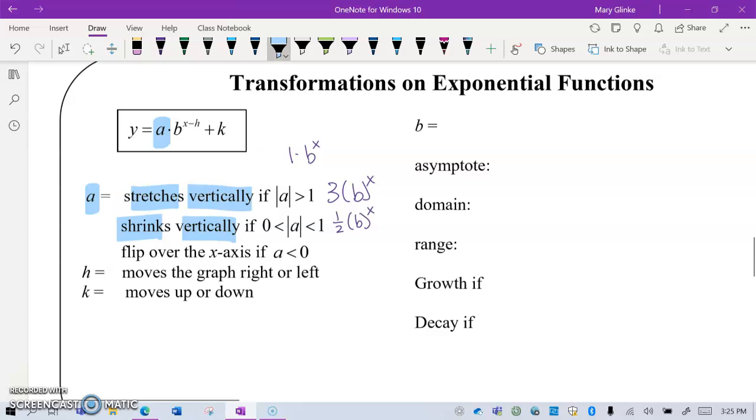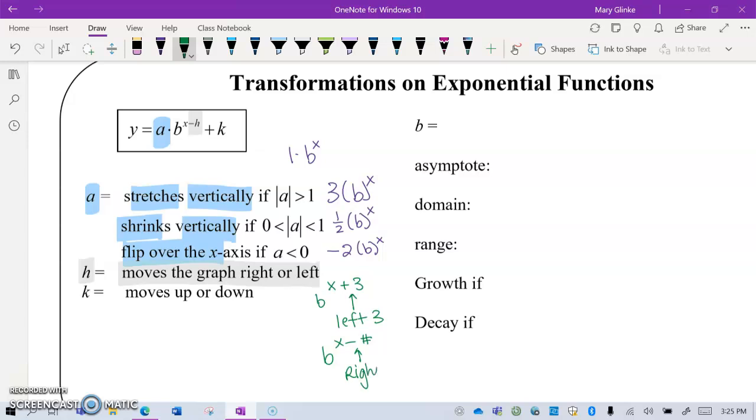If your a value is negative, then it's going to reflect over the x-axis. So if you have like a -2 out in front, that's going to reflect and then also stretch. Your h is up there with the x value, and that's going to move your graph left or right. So if you, for instance, have x plus 3, that would move your graph left 3. Or if you had x minus some number, that would move your graph right, whatever that number is. So it always does the opposite of what you think it should.